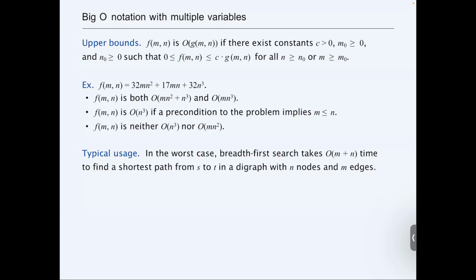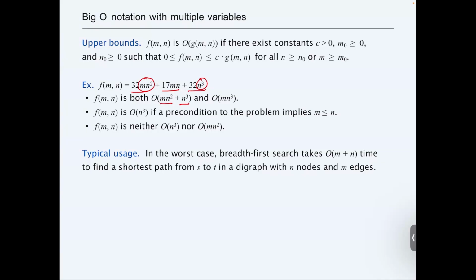If we don't know how m and n relate to each other, then we can't just simply combine them arbitrarily. So for example, let's say we have something like 32mn squared plus 17mn plus 32n cubed. This simplifies asymptotically to this. It is mn squared, which is this, plus n cubed, which is this. So we can't just simply say that it's one or the other. It's actually both: mn squared plus n cubed. We can't necessarily eliminate either term because maybe m is really, really small.